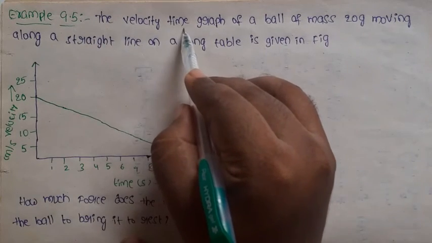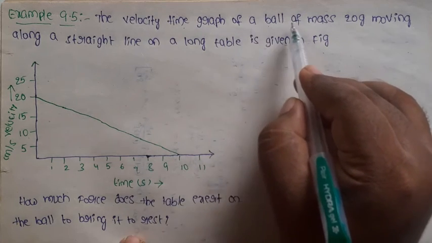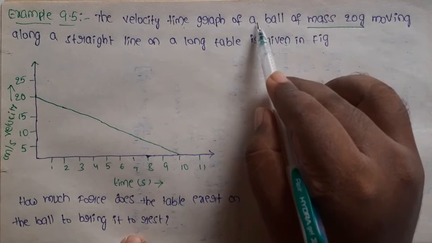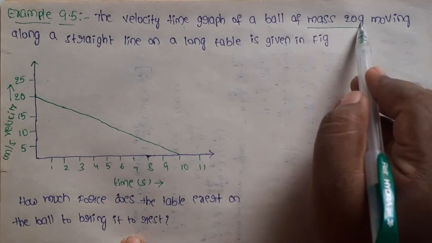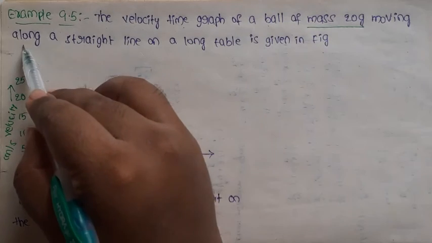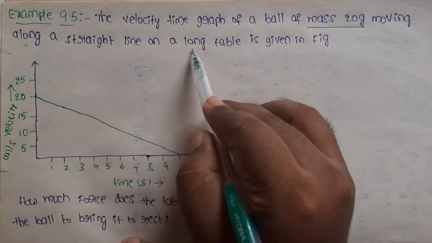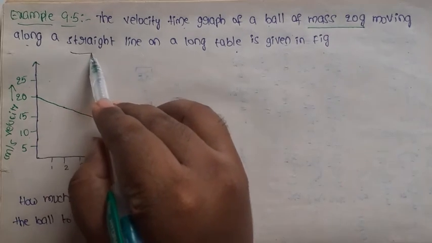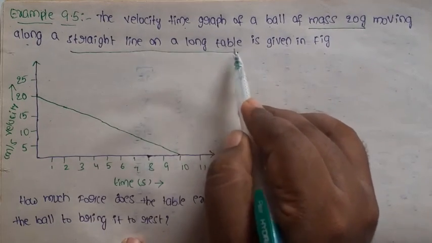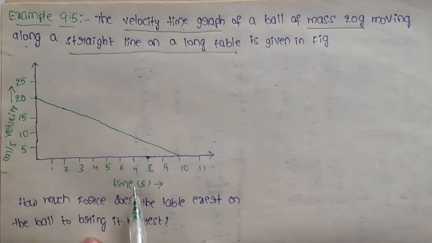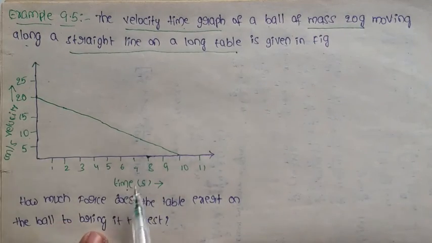Next, example 9.5. The velocity time graph of a ball of mass 20 gram. So here, ball of mass 20 grams. We are going to draw the velocity time graph moving along a straight line along a table. So this ball is moving on a straight line along a long table. This is the graph. Along x-axis time taken, along y-axis velocity is taken.